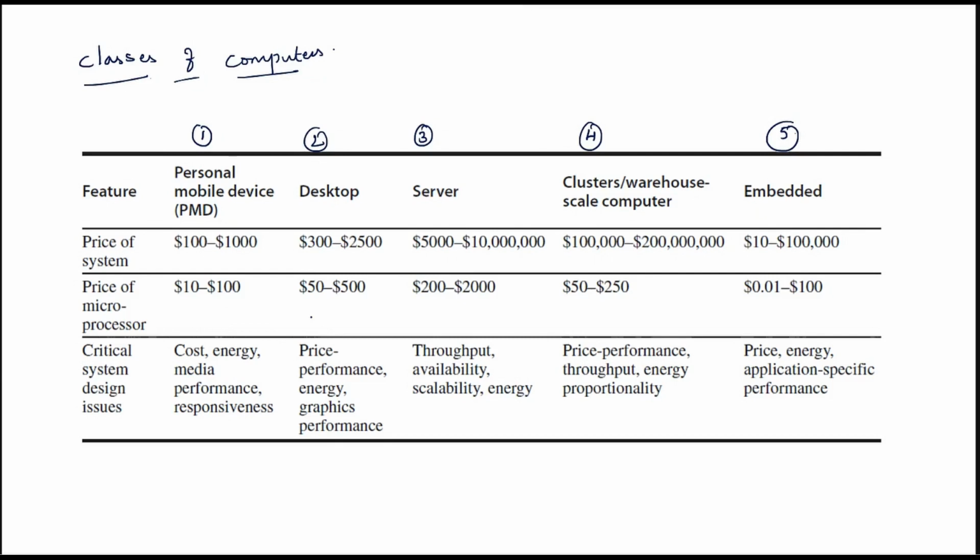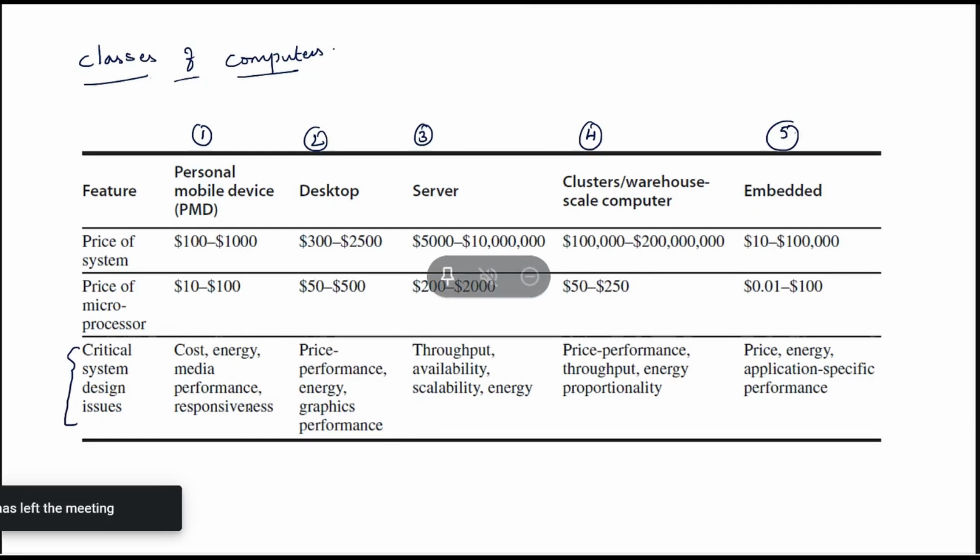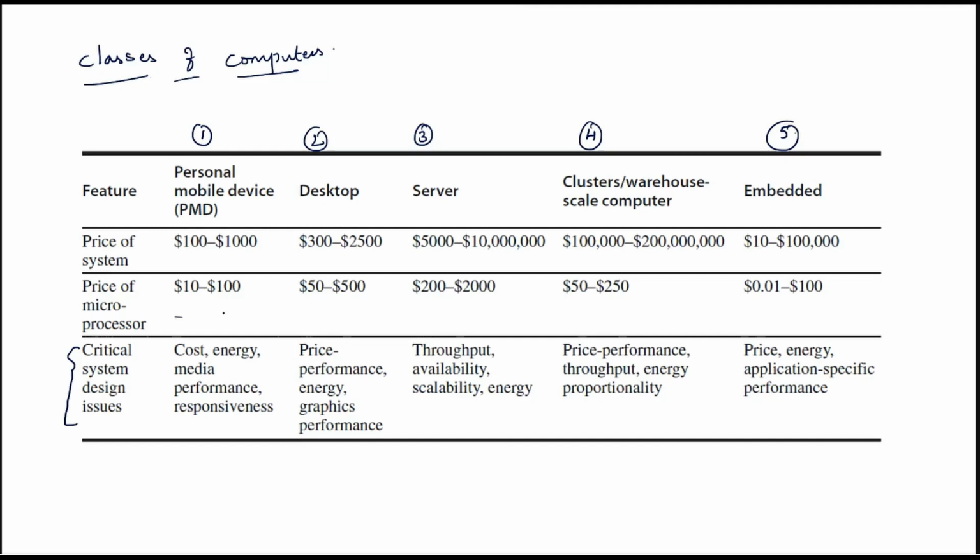When you go through the different classes of computers, the critical system design issues may vary depending upon the requirement. We will discuss the design issues one by one. This is very important. The price of the system and the price of the microprocessor involved may vary, depending upon what the computers are used for. So the first one, we'll go with the PMD.